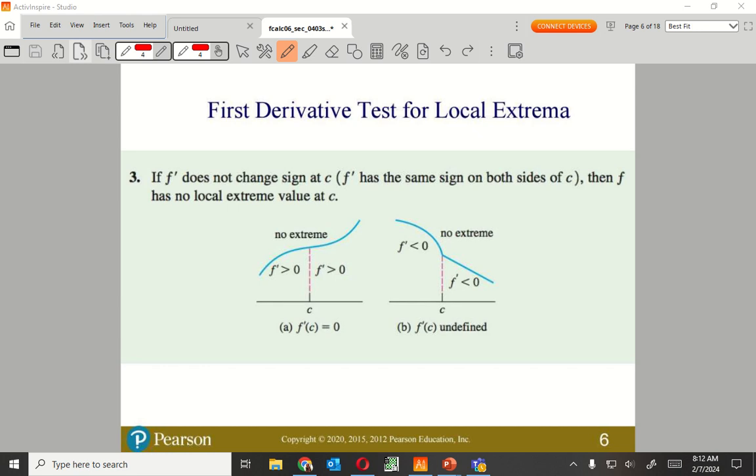If it does not change signs on both sides, then it has no local extrema at all. Here's one. If you notice right here, it's a 0, so this is a positive and a positive. If it doesn't change signs, it's not an extrema. Same thing here, this is another undefined point, but it's a negative and a negative. No extreme.